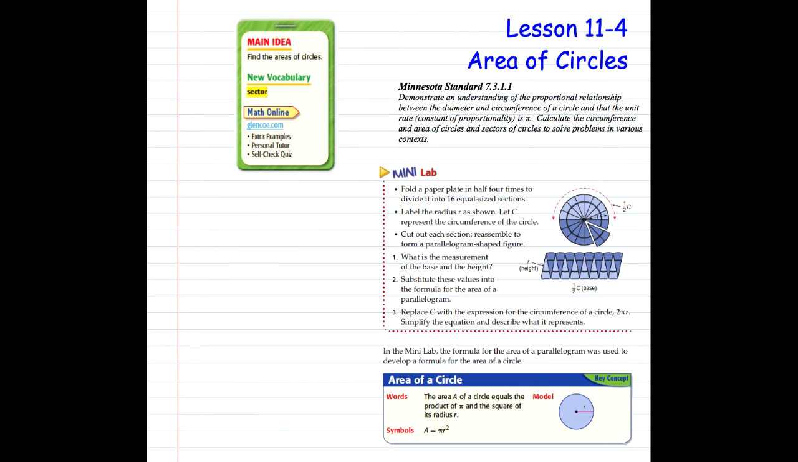This is 11.4, area of circles. Fold the paper plate in half 4 times to divide it into 16 equal size sections. Label the radius r as shown. Let C represent the circumference of the circle. There's the radius right here.